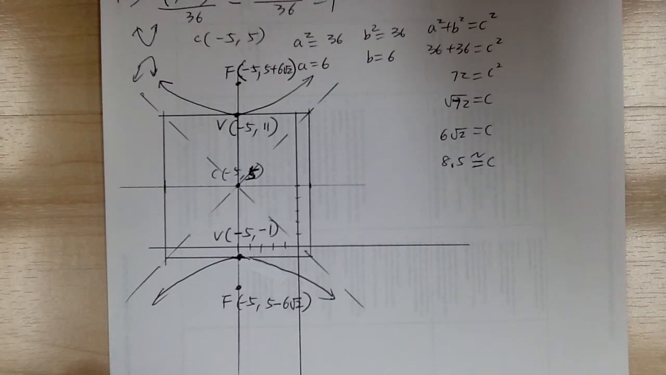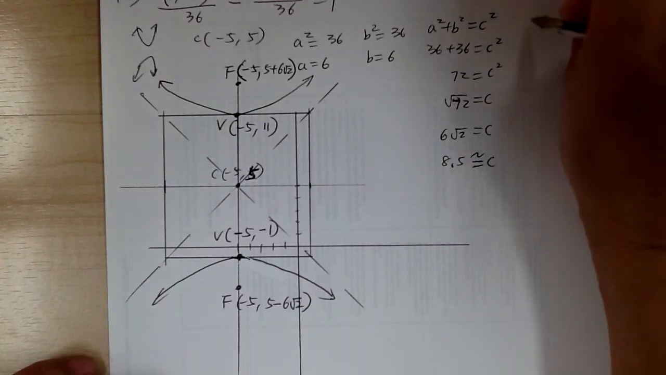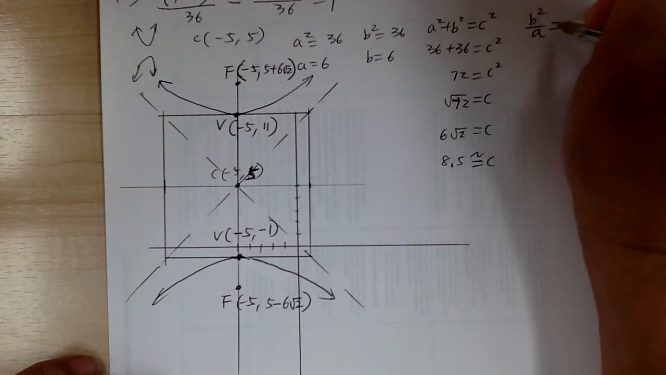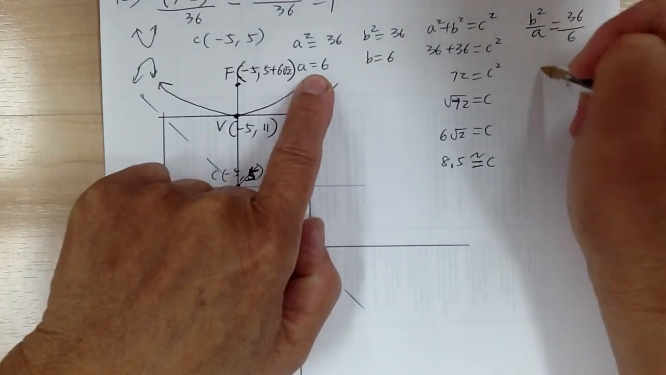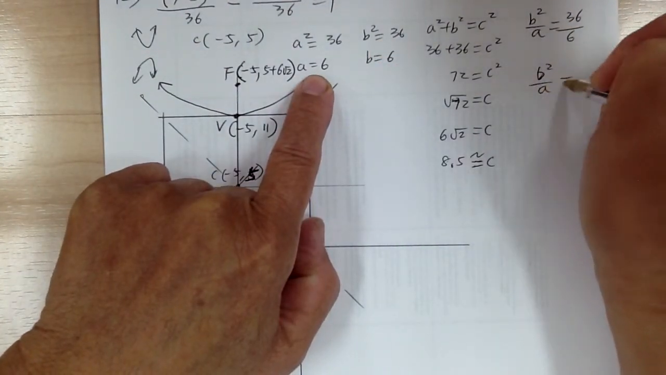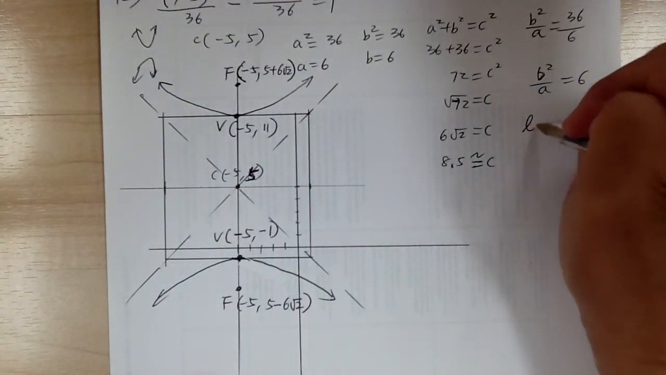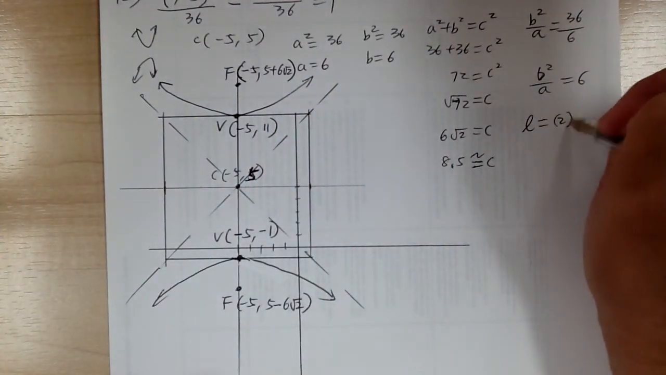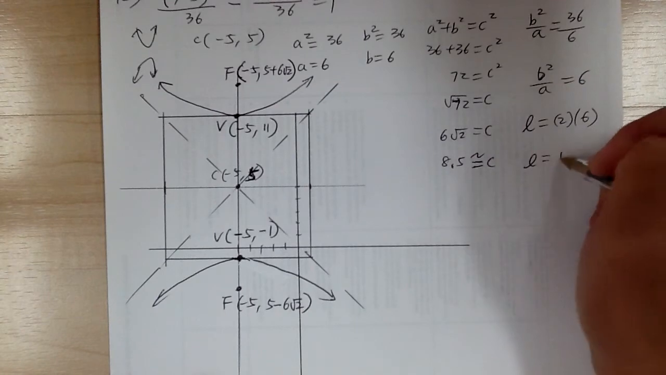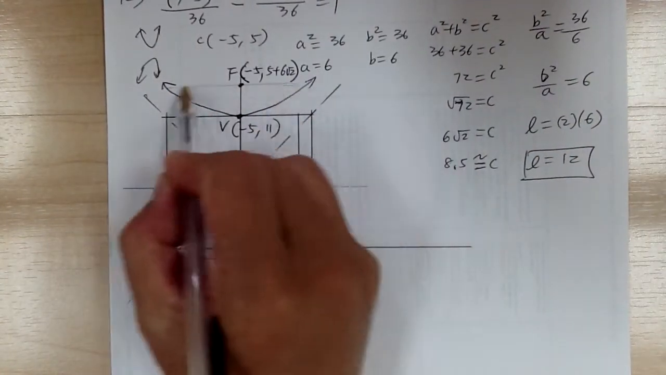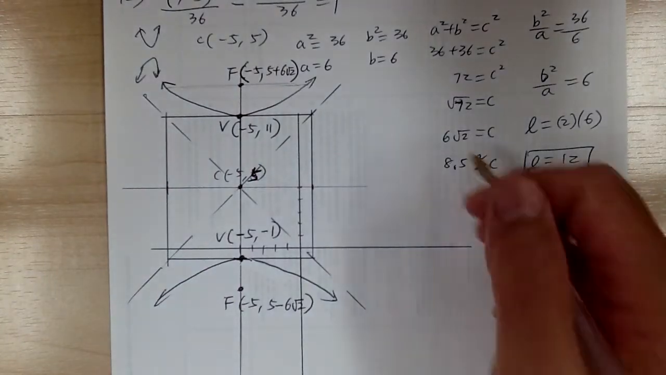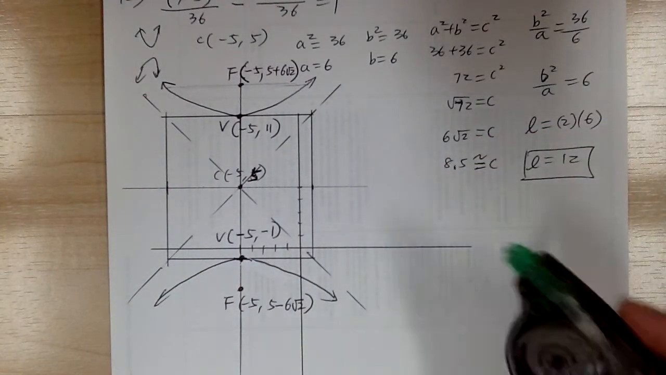And now we have to look for the length. So you can do the b squared over a. So b squared is 36, a is 6. So b squared over a equals 6. So the length would be 2 times that, so the length will be equal to 12. Okay, so the length of the latus rectum over here would be 12. And the equation of the asymptotes.